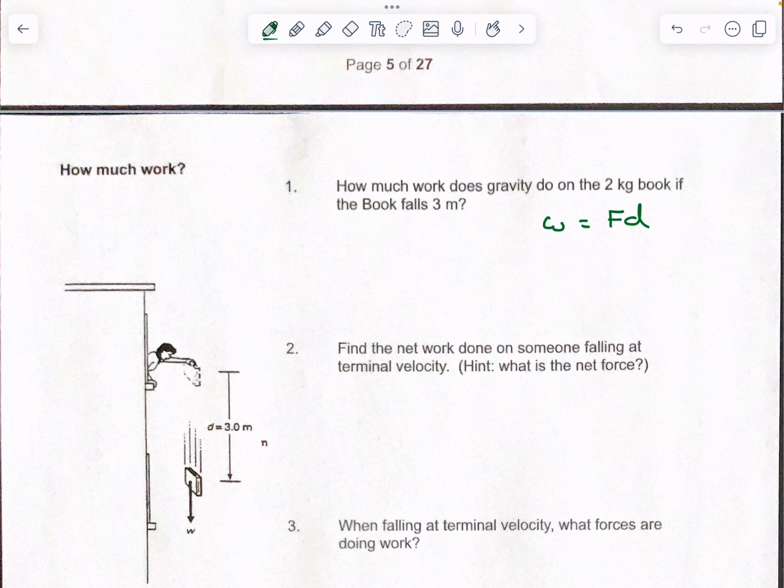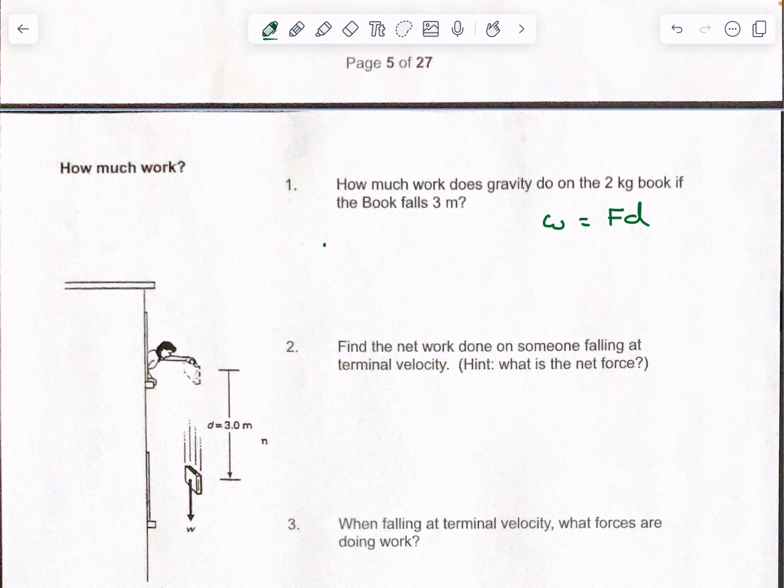Okay, so I have mass, I don't have force, but remember weight is a force. So my force is going to be mass times gravity. So mass will be 2. And since gravity is the one doing the work now we're going to make this negative 9.8. So that means the weight force is going to be negative 19.6 newtons.